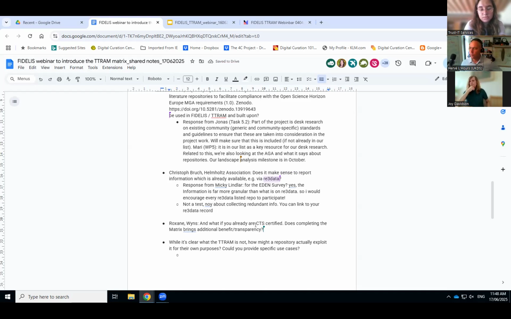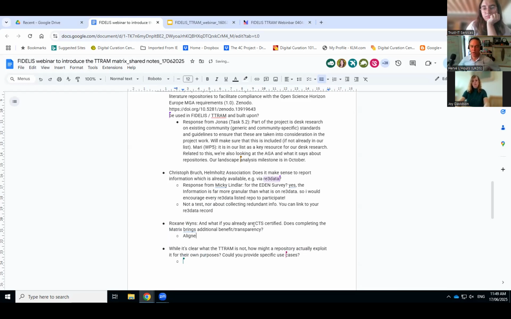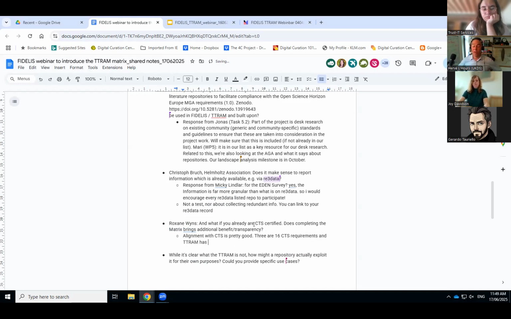Great. A next question here was from Roxanne Wins, asking what if you are already Core Trust Seal certified? Does completing the matrix bring any additional benefit or transparency? The alignment with Core Trust Seal is pretty good. I mean, the alignment with all of those other sets of criteria is pretty good as well, but it is a superset, as we've said. There are 16 Core Trust Seal requirements, and nearly as many other items that people have got. So one of the discussions we had was about overlap. So there's something on workflows, which is all about the high level of workflow management, despite the fact that any one of those activities or functions might be supported by a workflow.